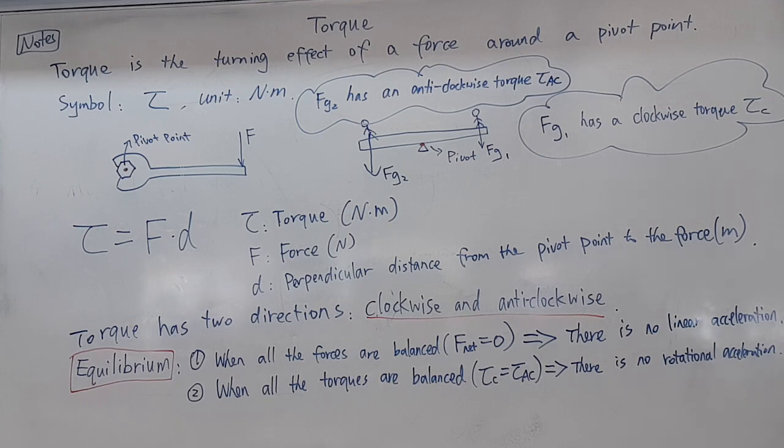Yeah. So if it's rotating at a constant speed, that means it's reached equilibrium. It's actually still equilibrium, yeah. Just like how you're traveling at a constant speed, that's still equilibrium.